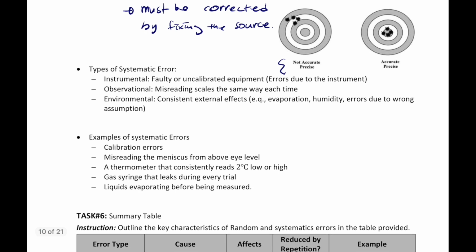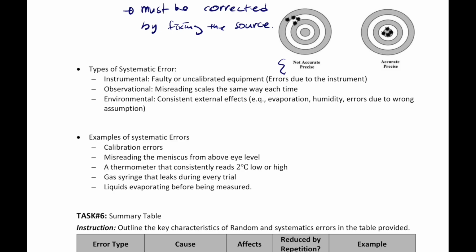So there are types of systemic error. It can be caused by instrumental, observational, and environmental factors. Instrumental means there is faulty or uncalibrated equipment, so errors are due to the instrument. Observational systemic error means misreading scales the same way each time, so you make the same mistake every single time. Environmental systemic error means your result keeps getting affected by external effects like evaporation, humidity, or errors due to wrong assumptions.